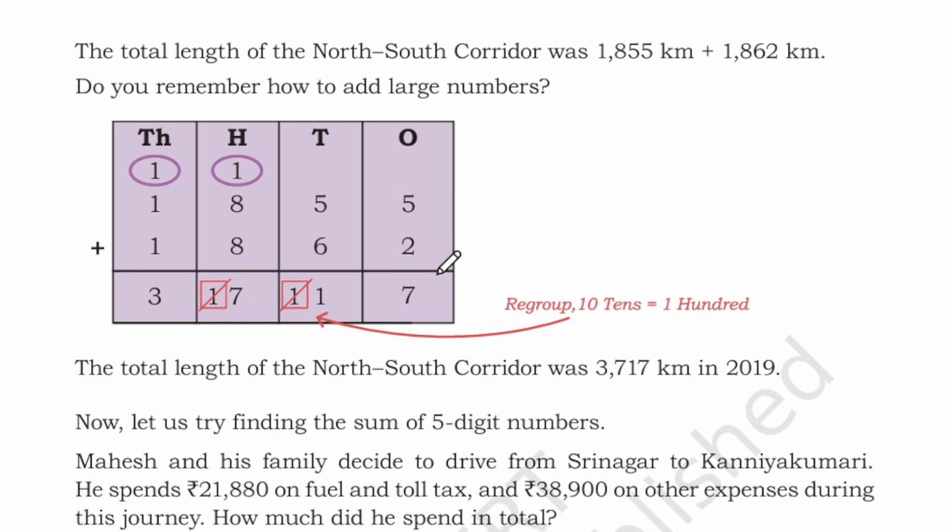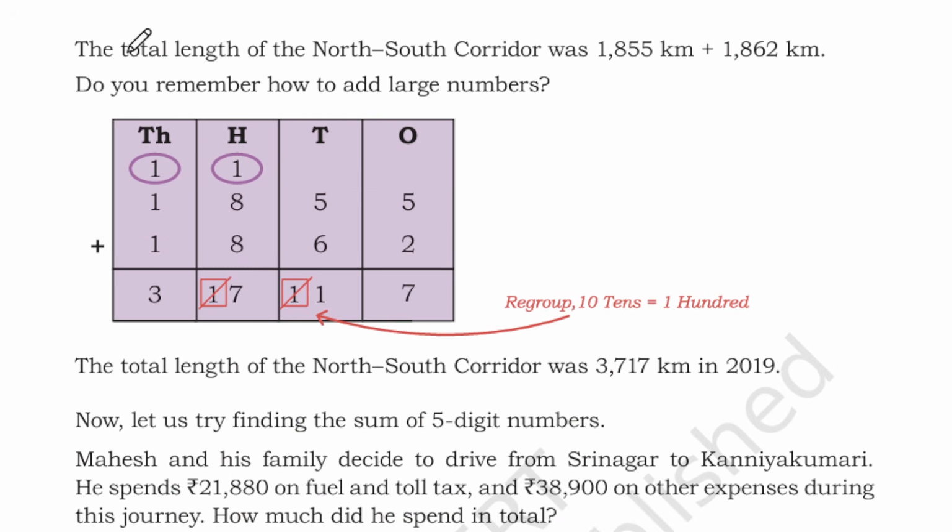So you have to add it. So the answer is already given here. The total length of the North-South Corridor was 1,855 kilometers plus 1,862 kilometers.